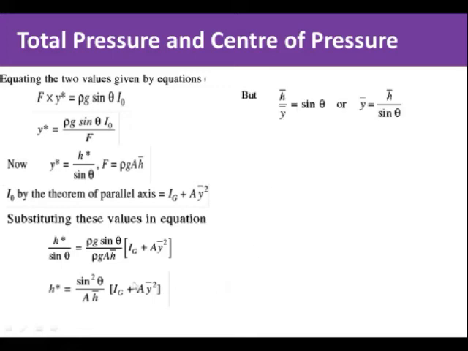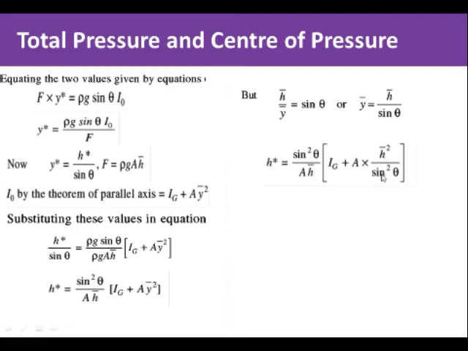Now again we know this y bar. Okay, this y bar is nothing but sin theta is h bar upon y bar, so y bar is h bar upon sin theta. Okay, so y bar square is nothing but h bar square upon sin square theta. So you can put this value here. Okay, so our equation will become sin square theta upon A h bar in bracket I g plus A into h bar square upon sin square theta.